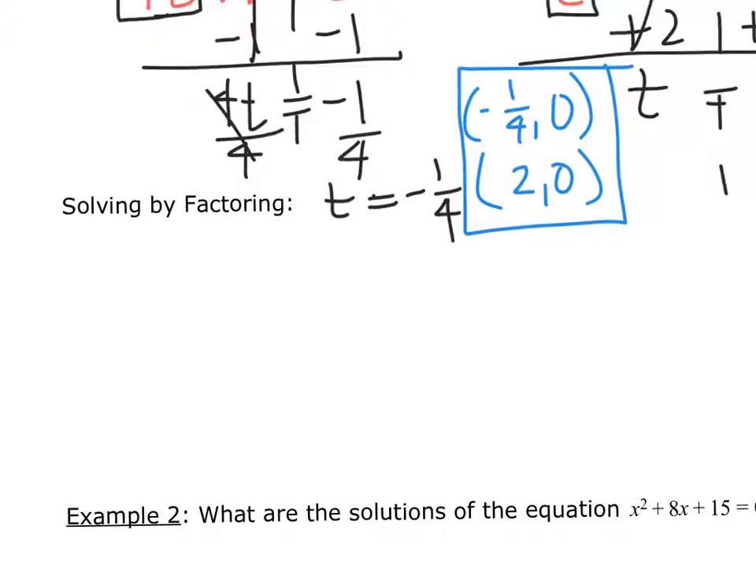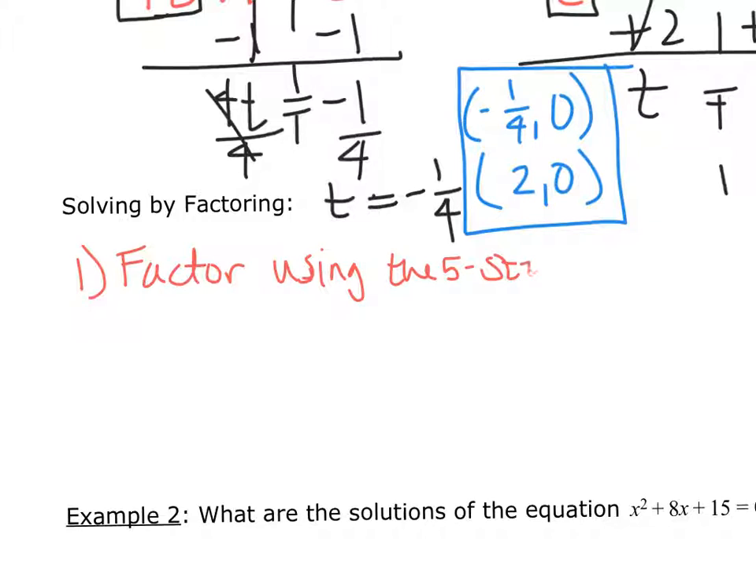All right, so there's 2 steps to solving by factoring. So first, we're going to factor using the 5-step method. So we just reviewed that in the warm-up, right? And then we're going to use the zero product property like we did here in example 1.